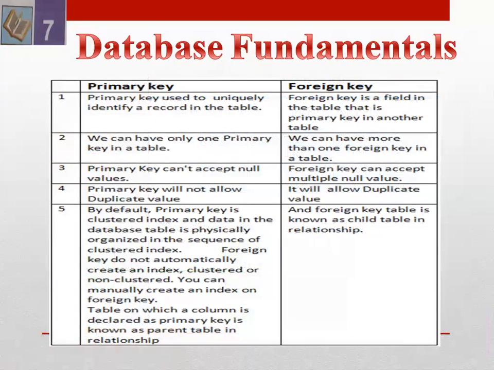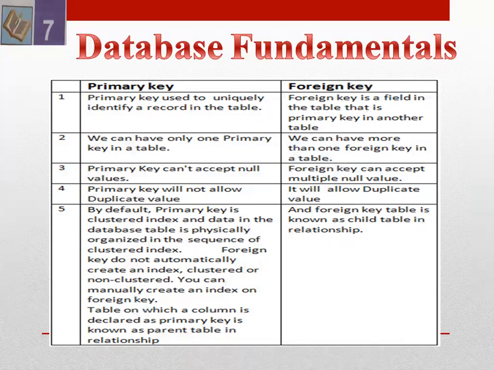Differentiate between primary key and foreign key. Primary key used to uniquely identify a record in the table. Foreign key is a field in the table that is primary key in another table. We can have only one primary key in a table. We can have more than one foreign key in a table. Primary key can't accept null values. Foreign key can accept multiple null values.